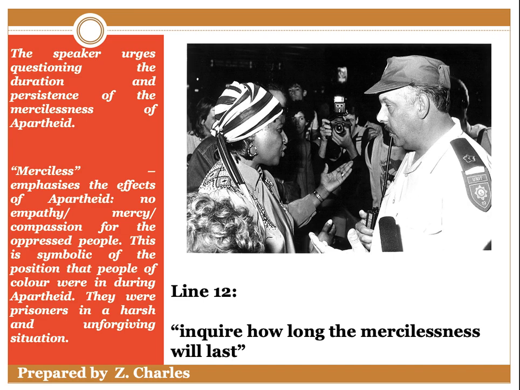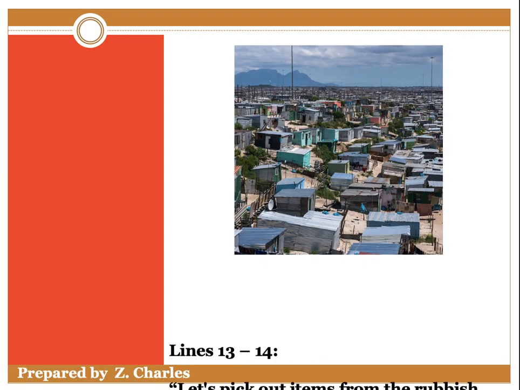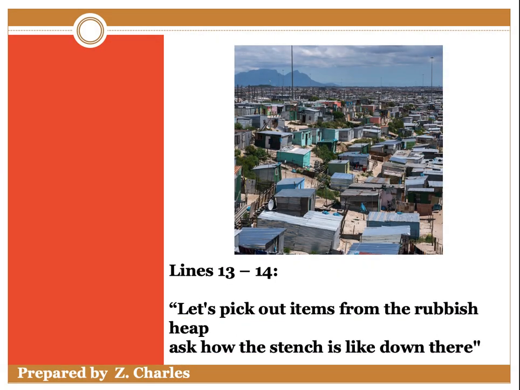How long this lack of compassion and lack of mercy and lack of empathy for people of color will last. And this is symbolic of the position that people of color were in during apartheid. They were prisoners of the harsh and unforgiving situation. They were often given no mercy. So let's pick out items from the rubbish heap. Ask how the stench is down there.